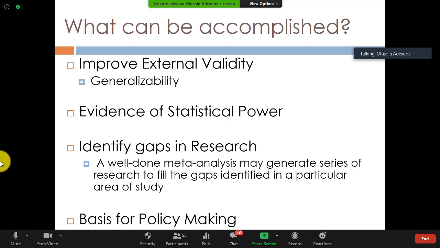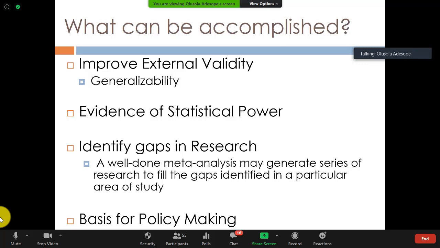What can be accomplished with a meta-analysis? We talked about that because we are bringing a ton of studies together. It helps with generalizability. It gives us our statistical power. It helps us to identify gaps in research, and it could be a powerful basis for policy making. I did a sabbatical at the University of London 2 years ago, working with a center there that was exclusively devoted to evidence-based systematic reviews and meta-analytical work, because the UK government will approach that center if there's anything they want to do, most things, not all the things, for public policy in the next year or two.